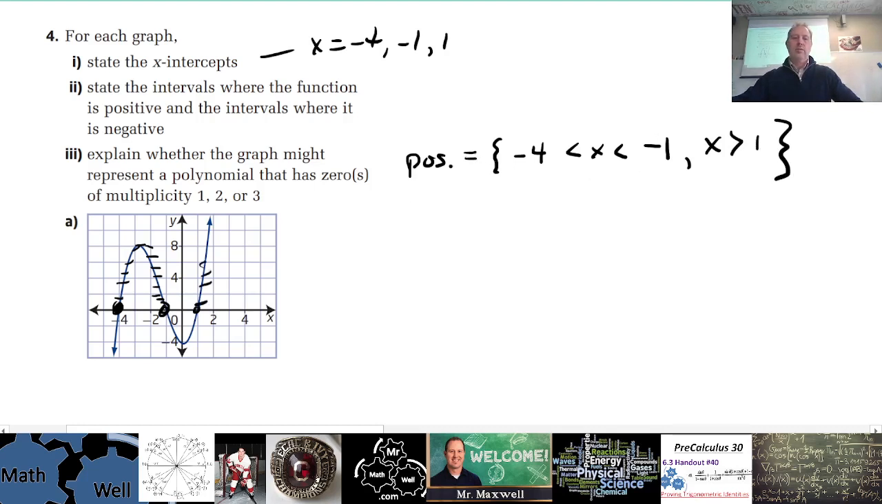And that's this one too. Negative would be where the graph is negative, here and here, right? So negative would be x is less than -4. X is less than -4. Because that's the interval, the x values that are associated with the graph being negative.